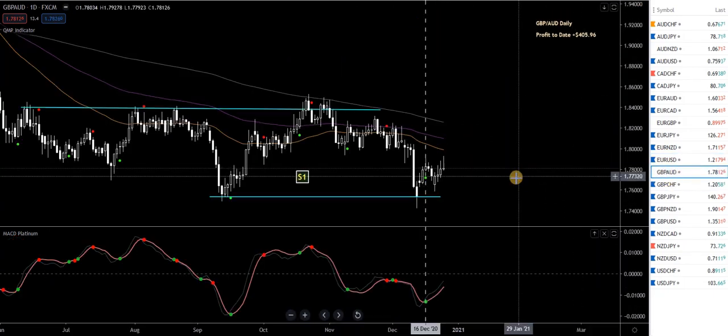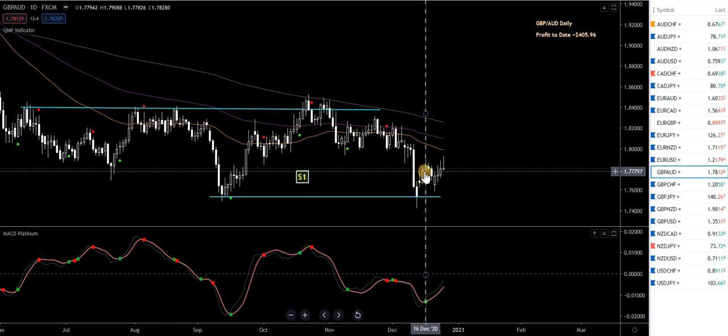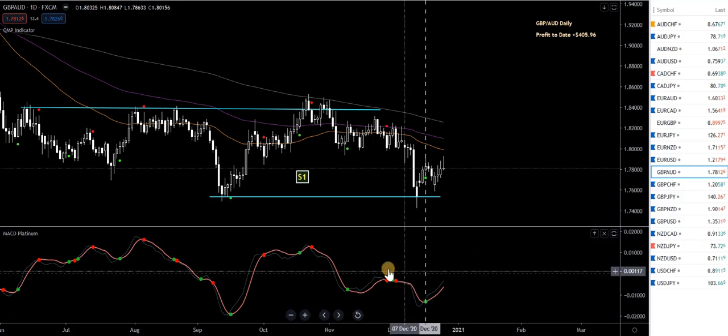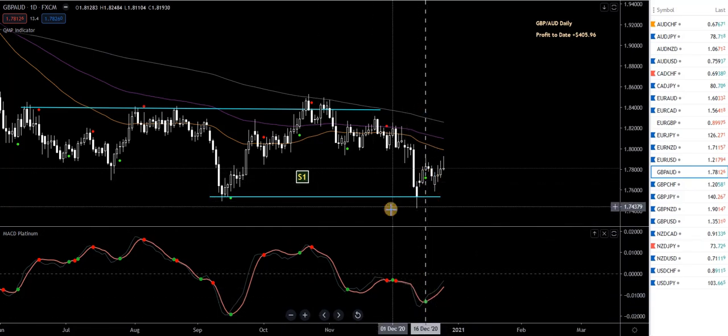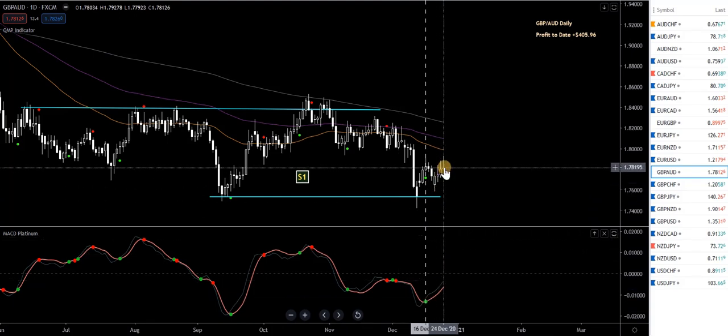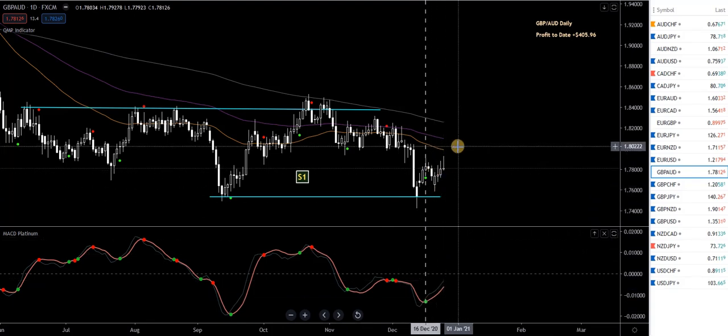Pound Aussie, no trades. Last signal was a buy. It was a high risk trade, even I like this. I like this support level here, as before, the Brexit news and all that. MACD Platinum still below the zero level, so I could still consider a buy in here if I wanted to. But at the moment, nothing going.